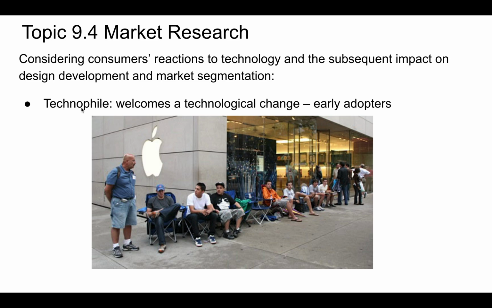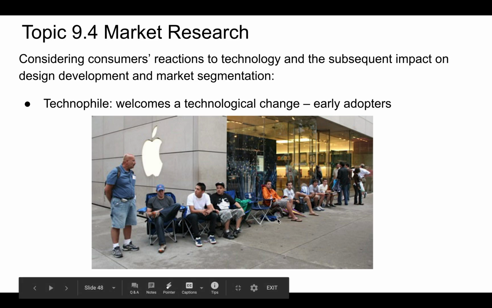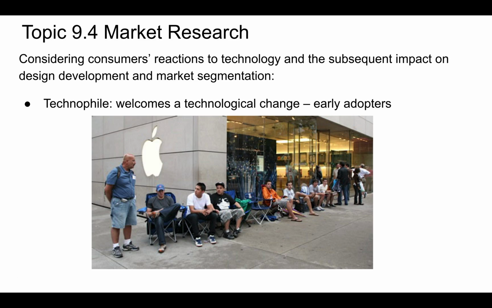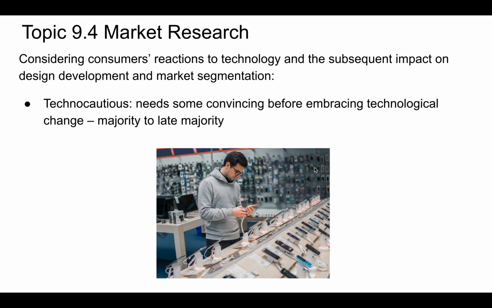So for instance, this is the technophile. Whenever you see this phile, it means lover, right? So this is a person who loves technology, okay? Or a lover of technology. So they're going to welcome technological change. They're your early adopters. So this is an image of people waiting in line to get a new iPhone, right? And they're camped out in front of an iPhone store to get a new iPhone on the day that it's released. That's your classic technophile, and they're early adopters.